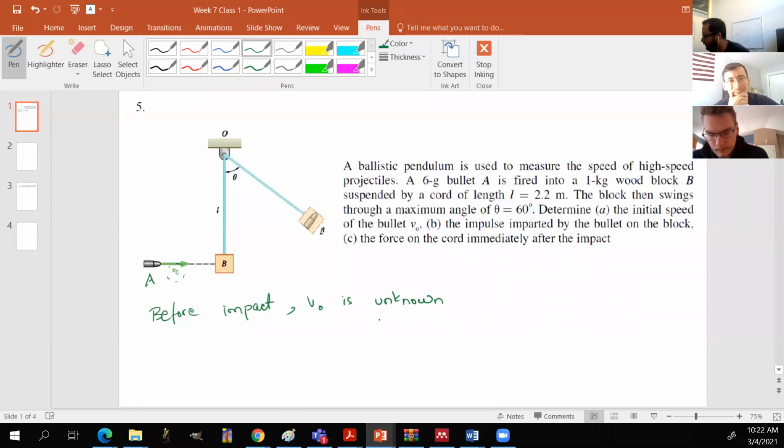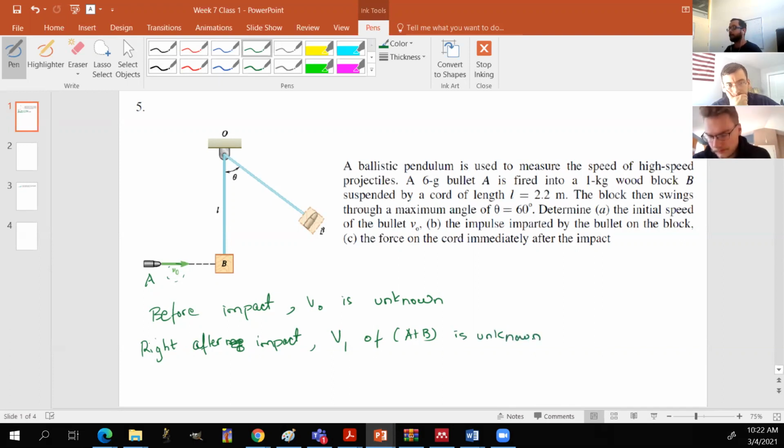All right, so before impact, V naught is unknown. And then right after impact, let's call it V1, the combined mass of A and B with the bullet lodged in. We're not assuming that any mass gets lost. So the combined V1 of A and B is unknown.